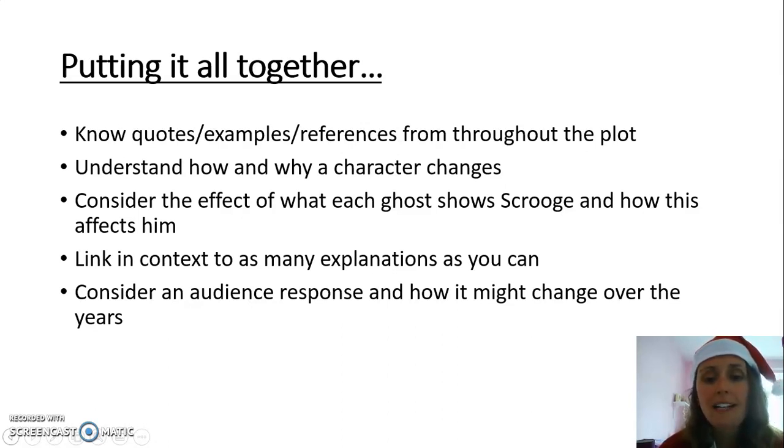Be aware of the context too. Just like it is for your poetry anthology, if you can link in the context to as many explanations as you can, that will show a real heightened understanding of everything. And then to go one step further, consider an audience response and how it might change over the years, specifically looking at a Victorian audience, comparing it to a modern one.